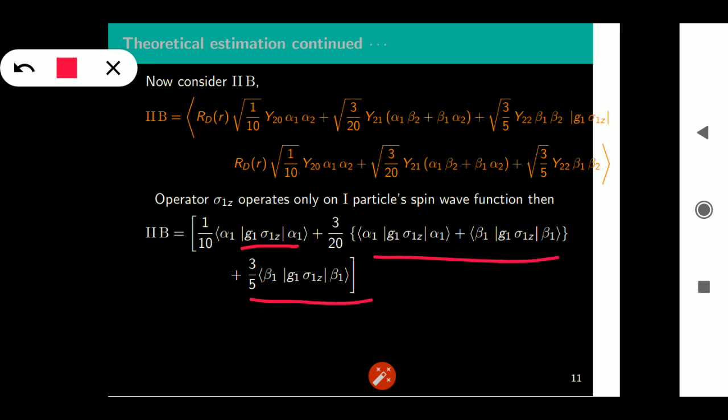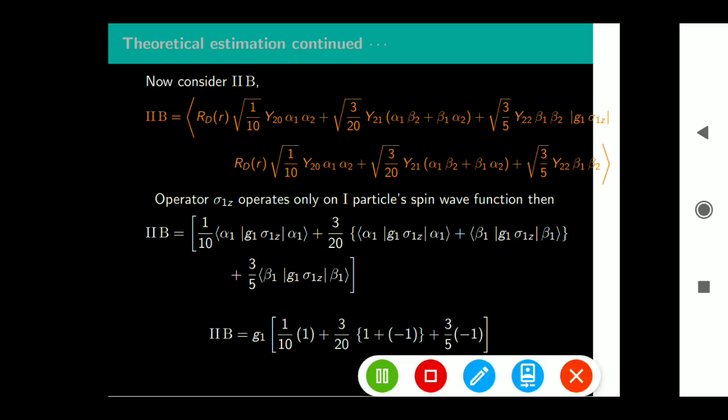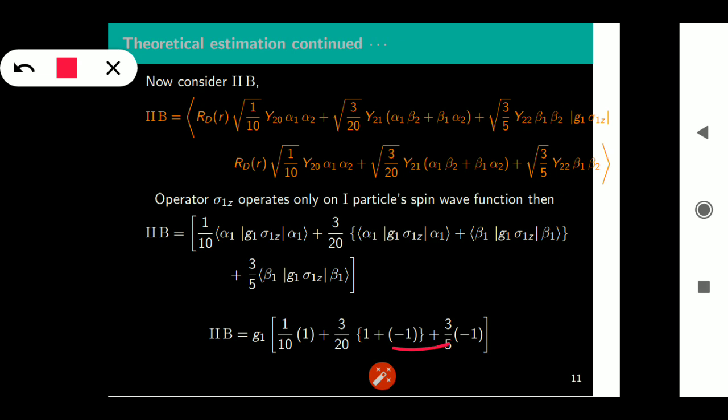If you know how to get sigma 1 acting on the ket vector, you can easily simplify that. That is the standard result, easily derived. Sigma 1z acting on alpha 1 gives 1 times the same ket vector. Sigma 1z acting on beta gives minus 1 times the ket vector. Because of that, we get this minus 1 sign, since sigma 1z is acting on beta 1 here. So with this, this particular part will become 0, and we have to algebraically simplify 1/10 times plus 3 by 5 times minus 1.